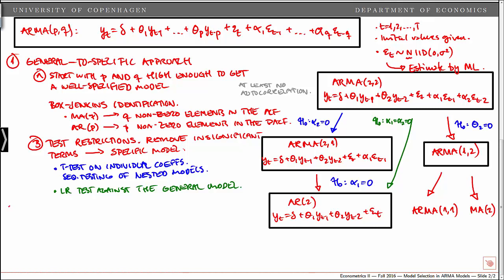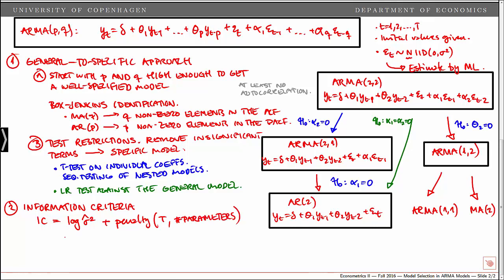In addition to the general to specific approach, we could do model selection based on information criteria. There are different information criteria, but they are all of the same form. The information criterion is given by the log of the estimated residual variance plus a penalty term which depends on the sample size and the number of parameters in the model. Note that if we add more parameters, the residual variance will always decrease.